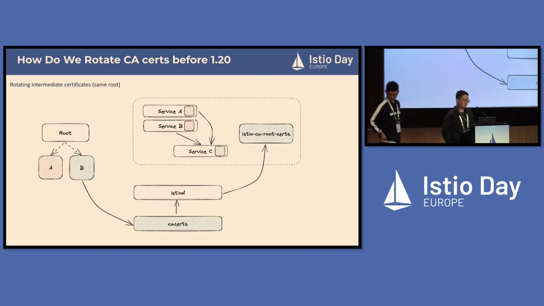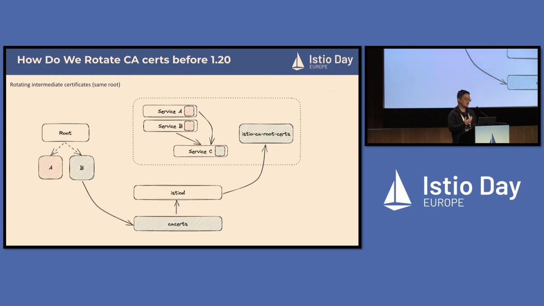Before 1.20, I think there were two common scenarios for how we rotate the CA cert. The first is the simplest way. Both intermediate A and intermediate B come from the same root, so you can rotate or change the CA cert at any time. And because they are from the same root CA, even in this increment, you can see the service C and the service B have different workload certs from different intermediate CAs, but the communication is not broken.